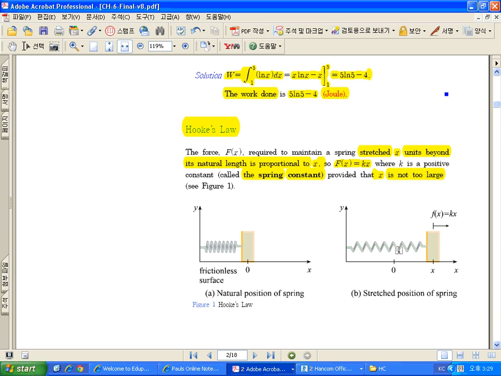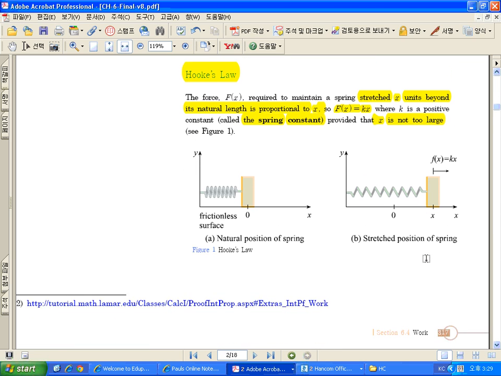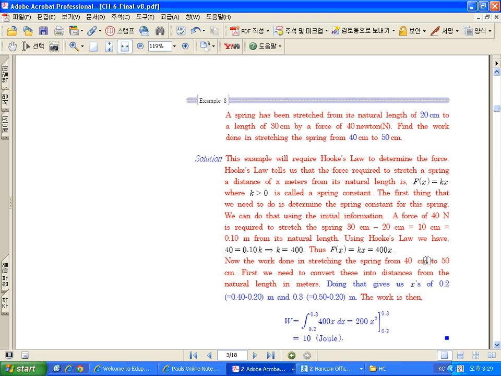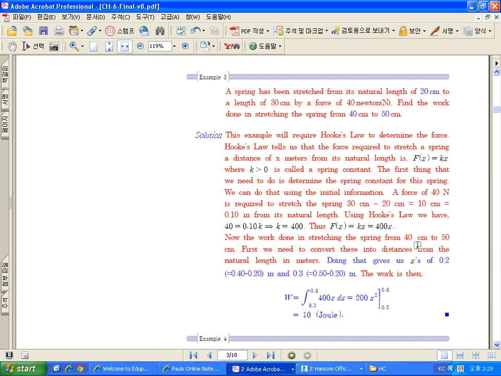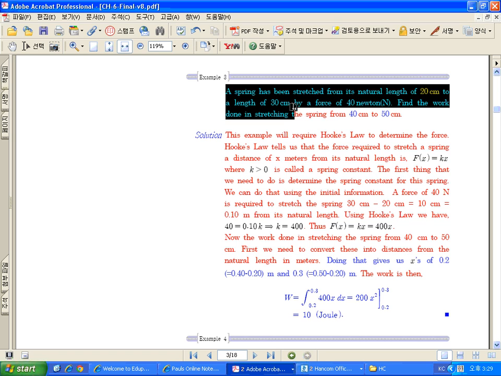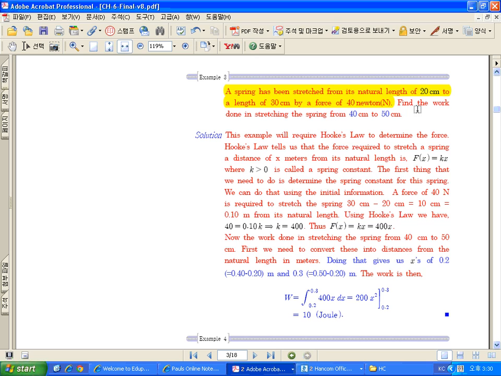Then if you pull it over, you need some force to do so. So let's think about the problem. A spring has been stretched from its natural length of 20 centimeters to a length of 30 centimeters by a force of 40 Newtons. Then find the work done in stretching the spring from 40 centimeters to 50 centimeters.